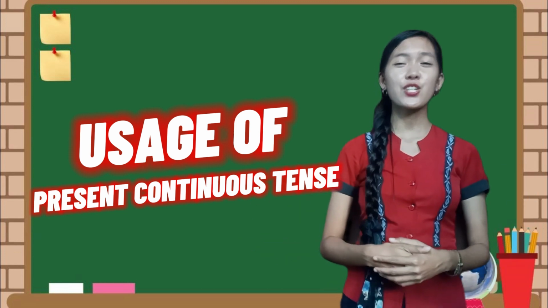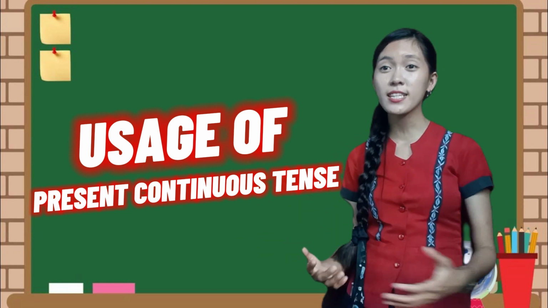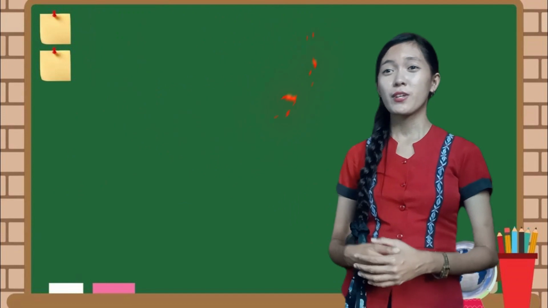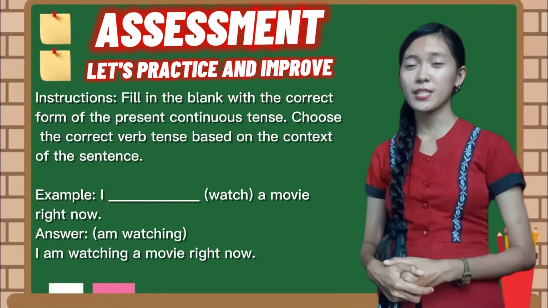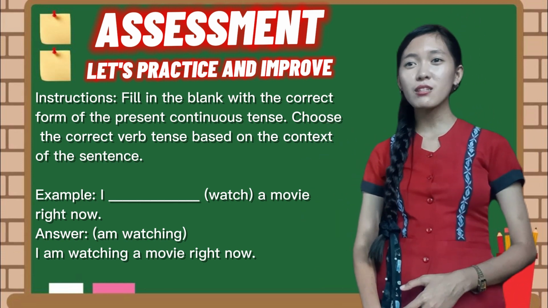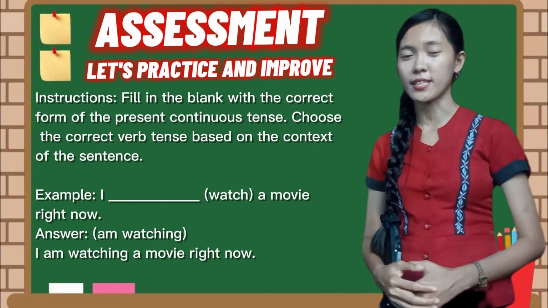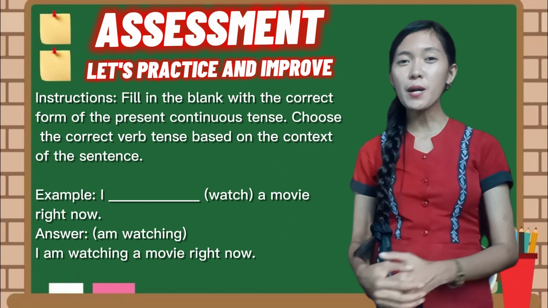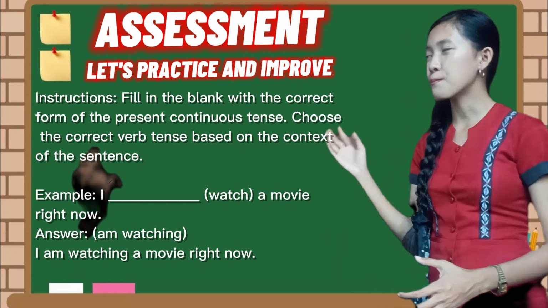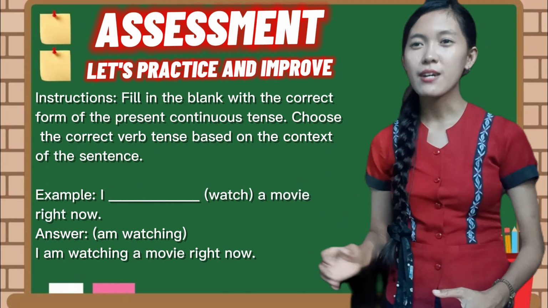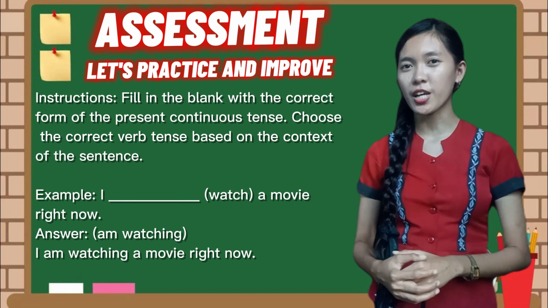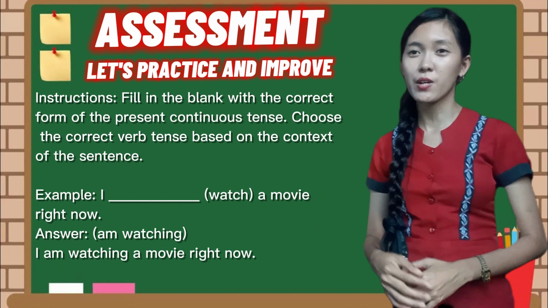I know English learning can be difficult, but with practice and effort, you will improve. Speaking of practice and improvement, let us take some time to answer this activity that I prepared. Okay? So the instruction would be, fill in the blanks with the correct form of the present continuous tense. And then, choose the correct verb tense based on the context of the sentence. So for example, I blank watch a movie right now. So what do you think is the answer? The answer is I'm watching. So I am watching a movie right now.